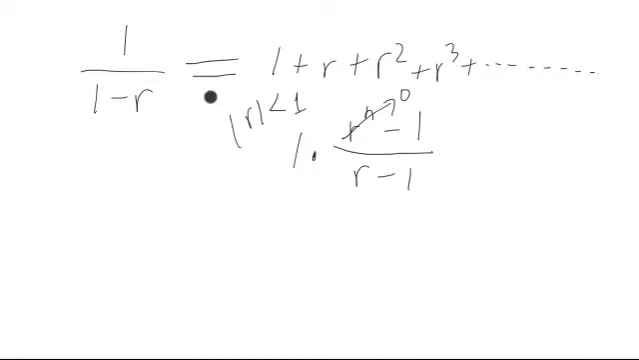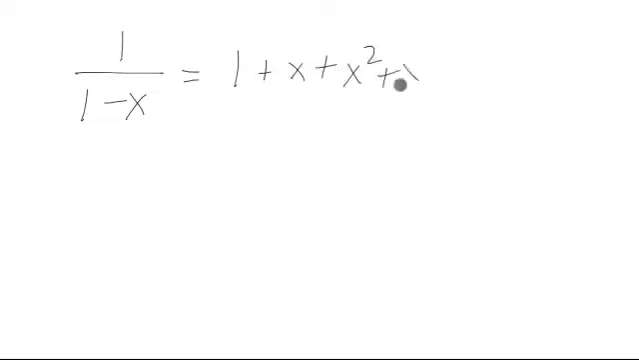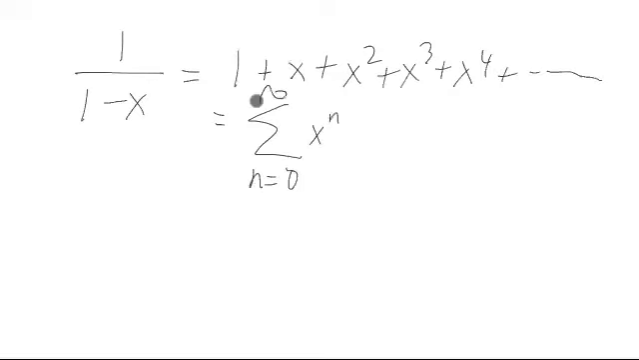So let's practice using that idea. If we have 1 over 1 minus x, we can write this as 1 plus x plus x squared plus x cubed plus x to the fourth, and so forth. In other words, a series, x to the n, so it goes from 0 to infinity. A power series. We could rewrite this as a power series in this way.